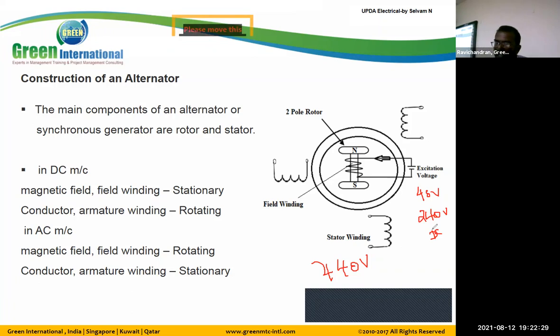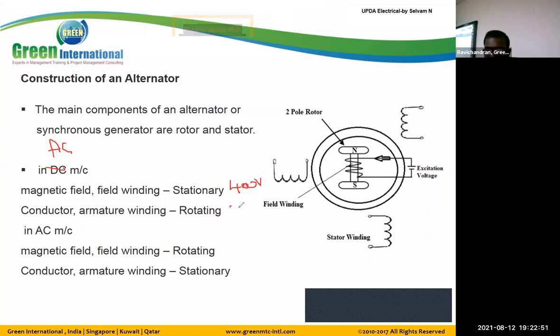So here it is a field winding. Suppose, as in a DC generator, if your armature winding is rotating, and it is an AC machine, here 400 volts, here 33 kV. So if the 33 kV winding is rotating, we need to maintain that much insulation.